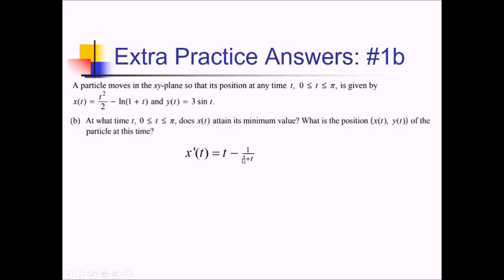And we want to know where this is either going to be 0 or undefined. Now, we don't really have to worry about undefined because the only place that's going to happen is at -1, and we're not worried about negative time because, well, t is not allowed to have any negative time. We have to stay between 0 and pi. So I'm going to go ahead and graph this on the calculator and solve it.